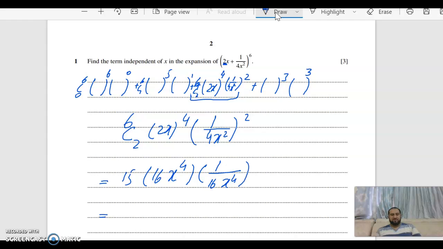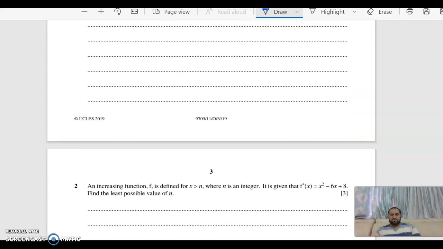Now we can see they are multiplying with each other, so 15 times 16x to the power 4 over 16x to the power 4 will cancel out, and we get the term independent of x, which is equal to 15. Okay, so let's have a look at question number 2 now.